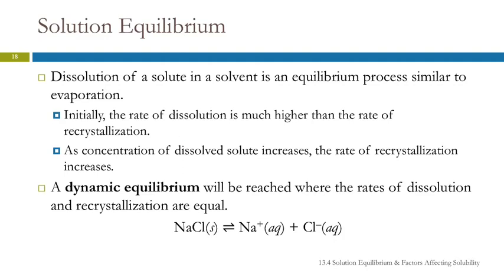So we represent that with a double-headed arrow, showing that this is going in the forward direction. We've got sodium chloride dissolving, but we also have sodium ions and chloride ions combining to form solid sodium chloride. We have recrystallization.